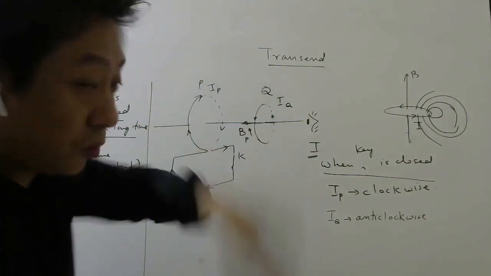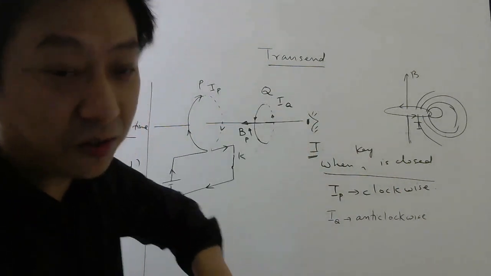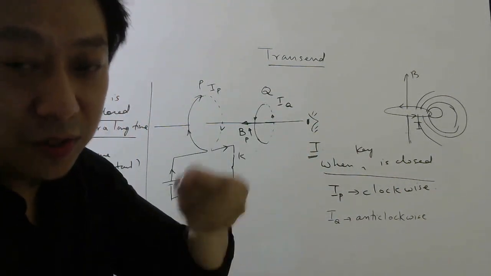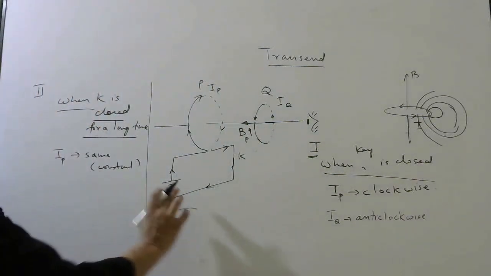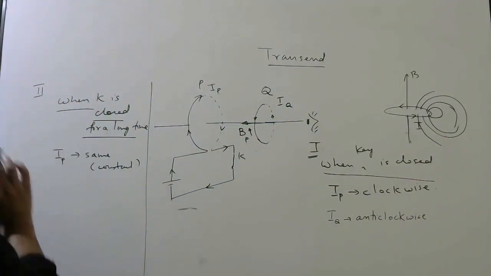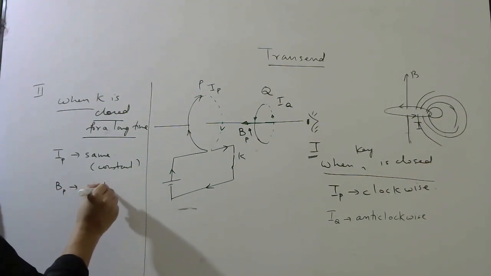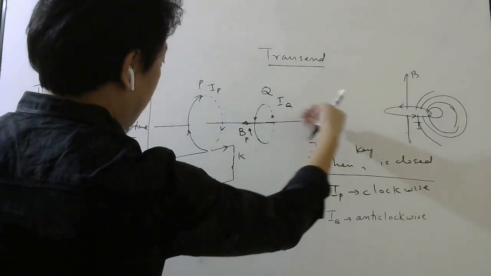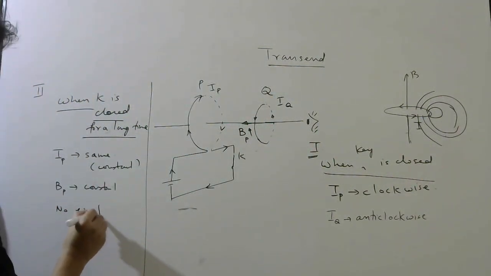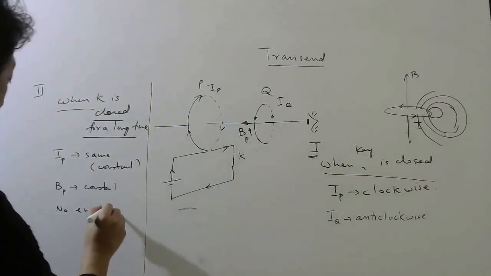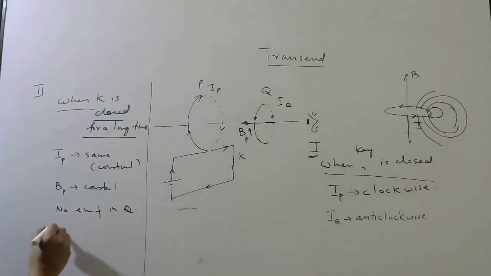Only when you just close, that time from 0 to some value it is increasing. After closing, if you wait for just 1 second also, the current here will become constant, because it is a battery. So since current is constant, magnetic field will also be constant. So the magnetic flux here will be constant. So no EMF will be induced in Q. Therefore, IQ will be 0.